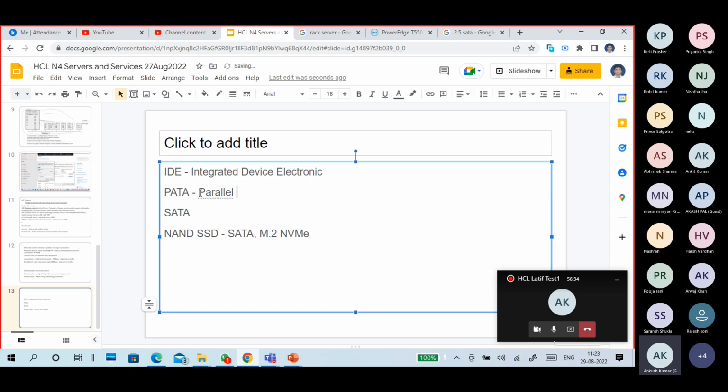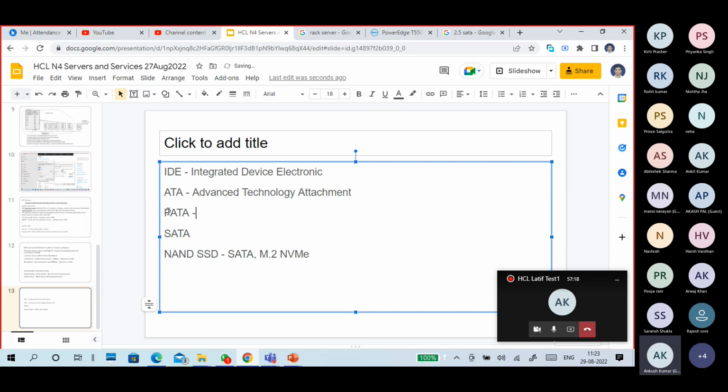Parallel advanced technology. So actually, it is ATA technology, Advanced Technology Attachment. So IDE is developed into ATA. IDE is the base technology, and IDE is developed into ATA, Advanced Technology Attachment. It has become a hard disk class today.